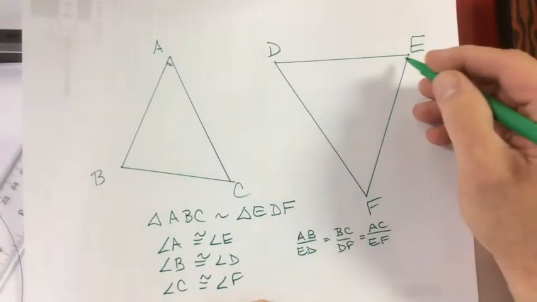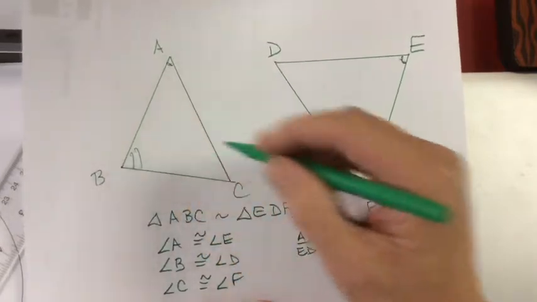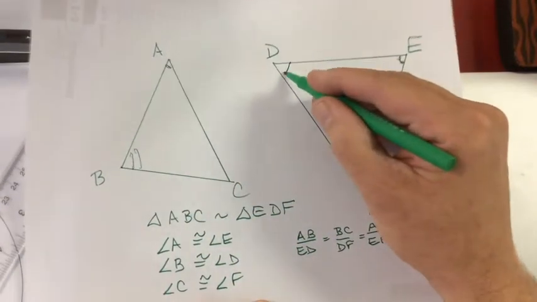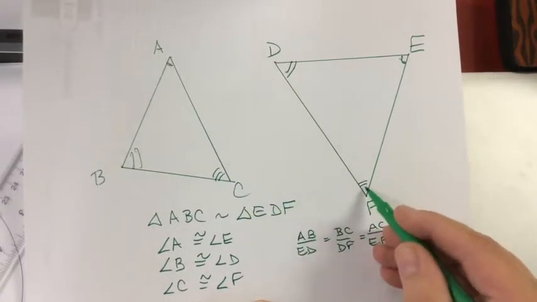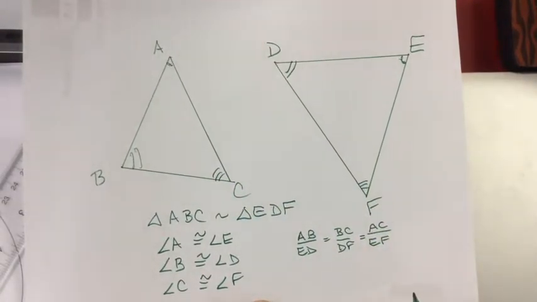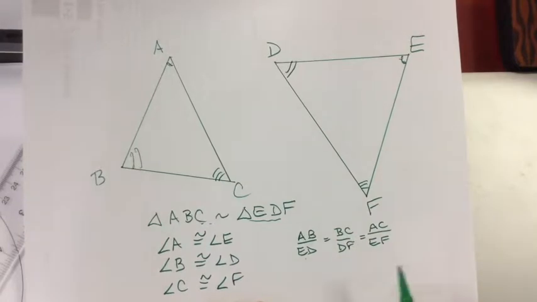This angle is congruent to this angle. This angle here is congruent to this angle here. And this angle here is congruent to this angle here. Okay, that's what this is. And also the sides, when you compare the corresponding sides of the two triangles, they have the same proportion. That's what it means for two triangles to be similar.